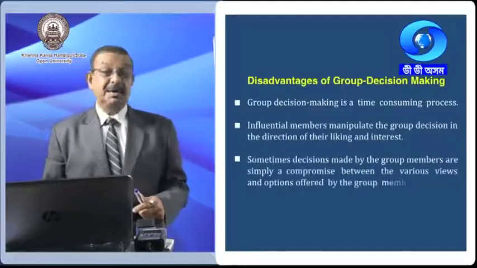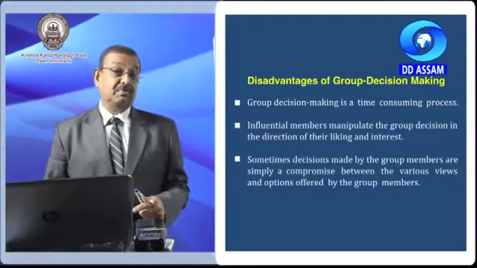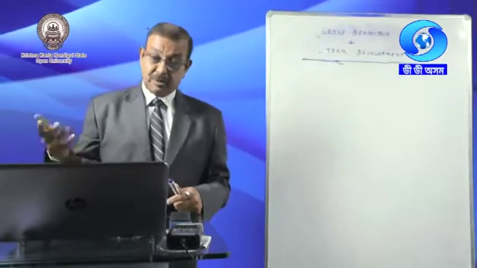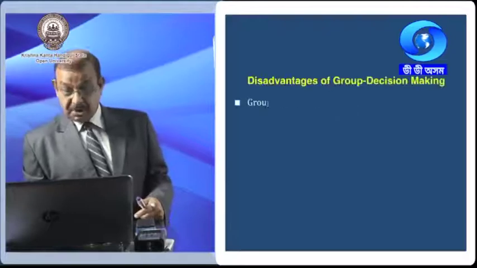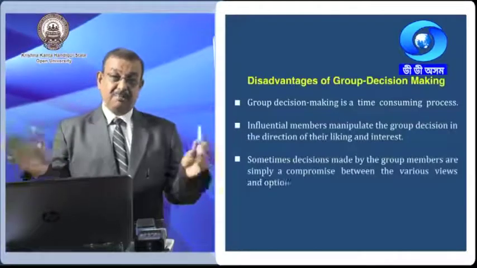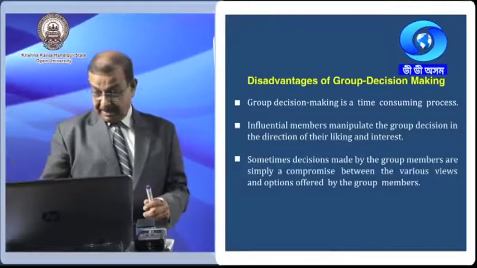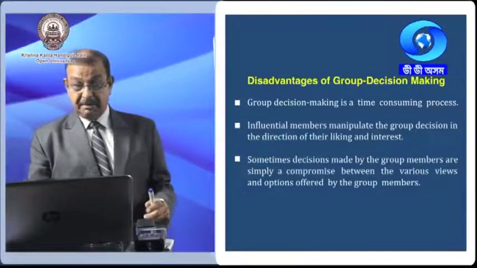Influential members manipulate the group decision in the direction of their liking and interest. And the other members who are not that influential have to succumb to the pressure. Sometimes decisions made by the group are simply a compromise between the various views and options offered by the group members. We may not be in a position to arrive at an effective decision.